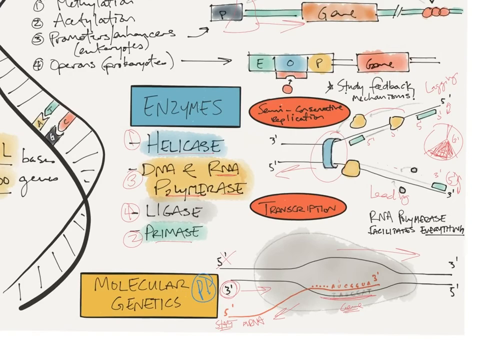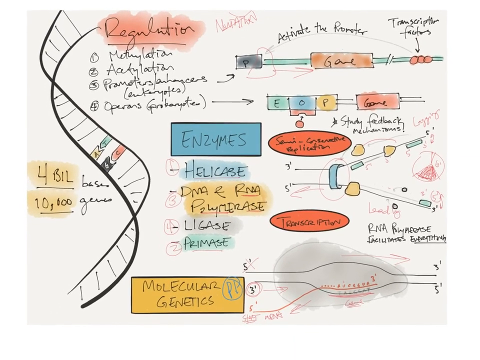So we've talked about the structure, we looked at replication and transcription. The next piece, when RNA is produced, it moves out of the nucleus and is translated by the ribosomes, and we'll look at that in the next video.